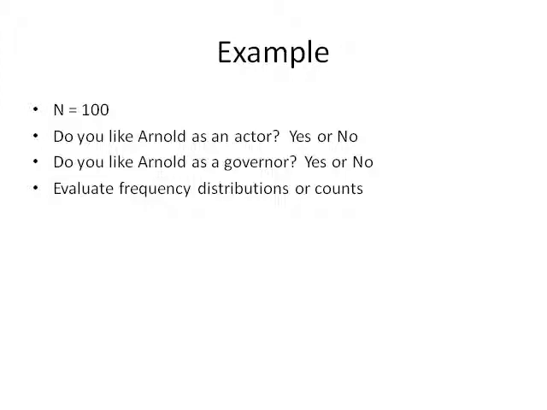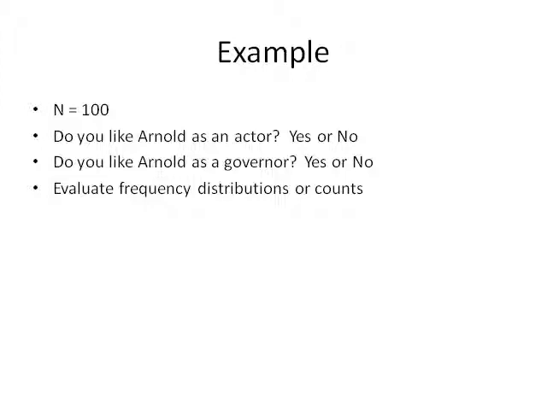So let's learn about a chi-square distribution by creating an example. Let's say we speculate that one's attitude towards Governor Schwarzenegger of California as a politician or as a governor is related to one's attitude towards him as an actor. We might hypothesize that those who like his films have favorable attitudes towards him as a governor, and those who don't like him as an actor tend to have unfavorable attitudes about him as governor.